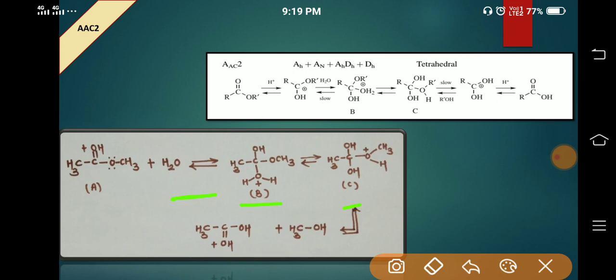because methoxide ion is much more basic than the water molecule, and here is the generation again, that is, the reformation of the ester molecule. And when this tetrahedral intermediate C collapses, it eliminates alcohol and acid molecule, where the alcohol, that is CH3OH, is less basic than the hydroxide ion, that is the OH minus ion.